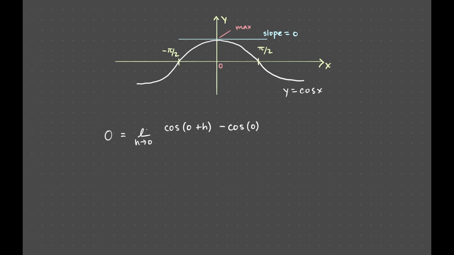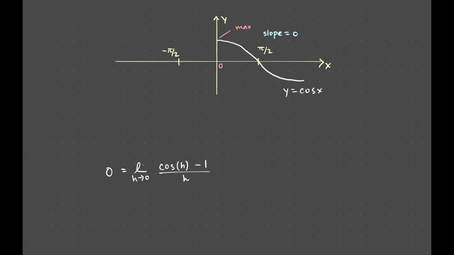limit as h goes to 0 of cosine of 0 plus h minus cosine of 0 all over h. Because cosine of 0 is just 1, this limit becomes the limit of cosine of h minus 1 all over h. In summary then, by investigating the graph, we've determined the value of a limit involving cosine.